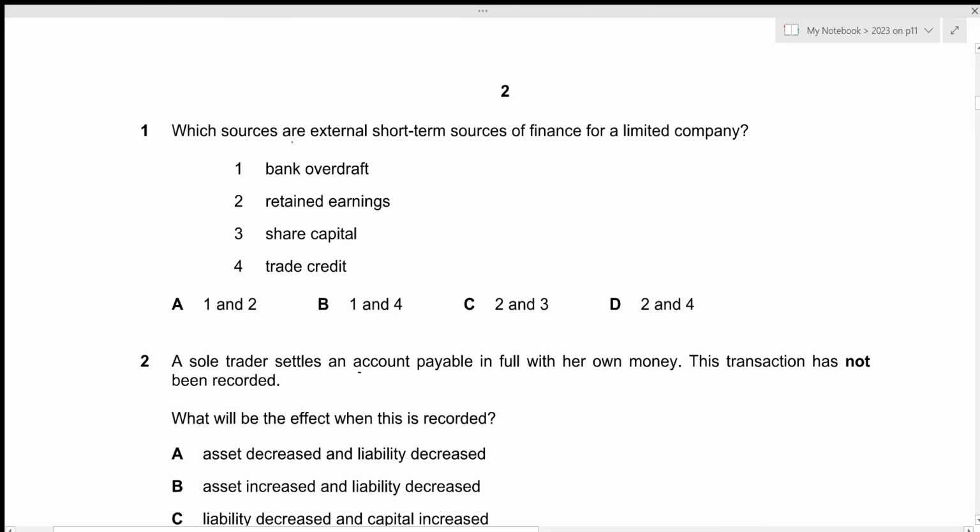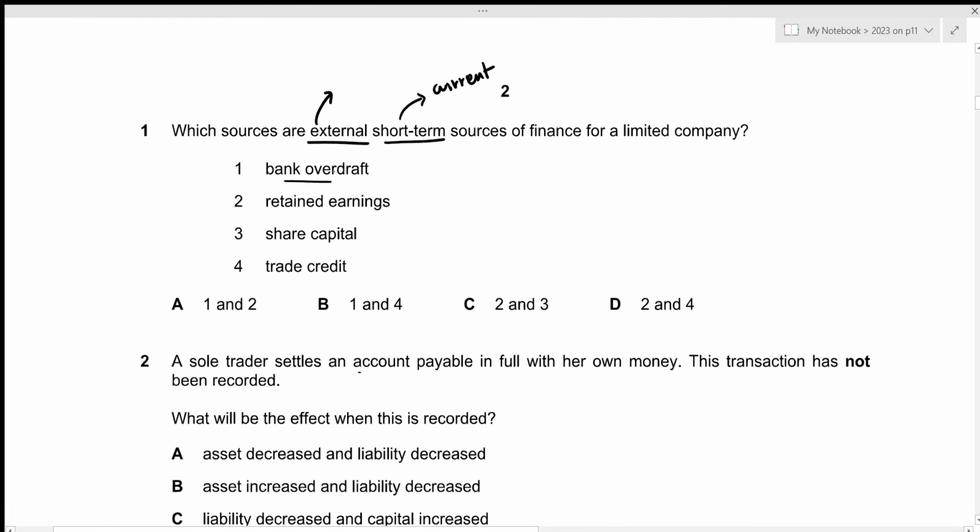For the first question, which sources are external short-term sources of finance for a limited company? The very first one we have is bank overdraft. Remember that the short-term means that this has to be of current nature, which means that this should be repayable within the next year. So it should not be more than 1 year period. Then we're talking about external source of finance. So it should not be internally generated sources such as the retained earnings.